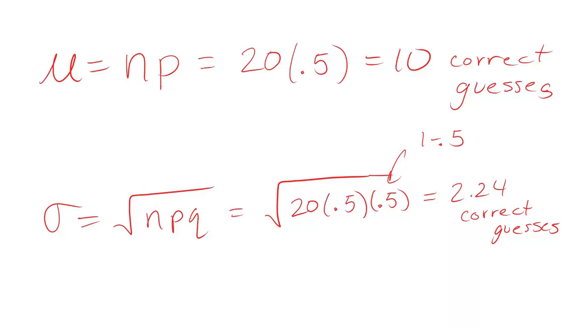Two of those would be like 4, 4.5. So getting more than 14 correct guesses would be pretty uncommon. Getting fewer than 6 correct guesses would be pretty uncommon. That's our last example. If you have any questions about finding the mean or standard deviation of a binomial random variable, just let me know.